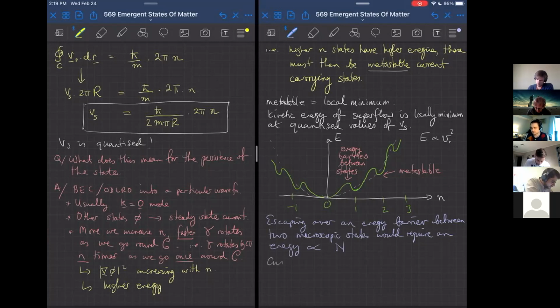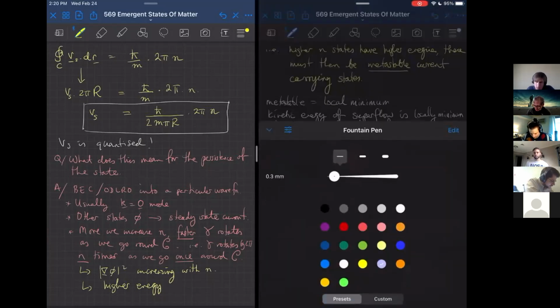So the current is in some ways like a topological defect, and it has a winding number. And so that means it's topologically stable, just like a topological defect is. You can't change it by any local change.